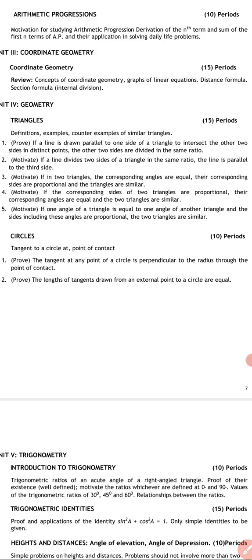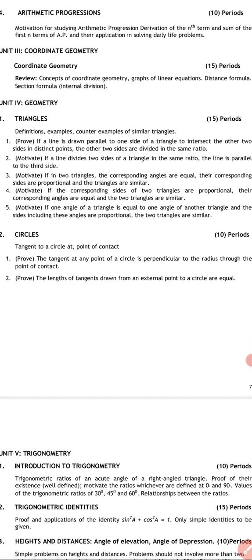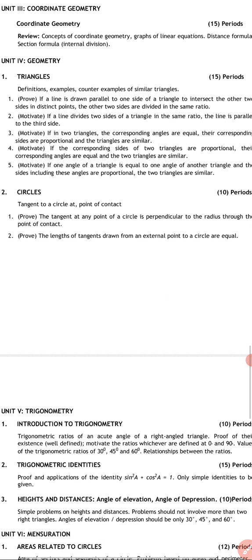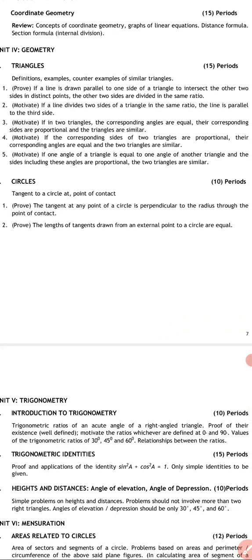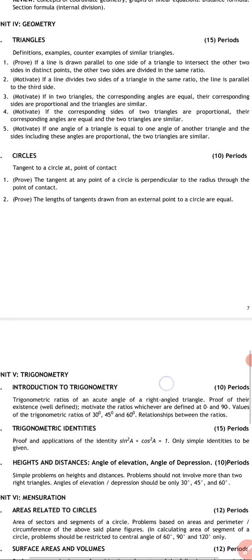Then if one angle of a triangle is equal to one angle of another triangle and the sides including these angles are proportional, the two triangles are similar. Then next chapter is circles. In circles, tangent to a circle at a point of contact. Then we have proof for the following theorems. The tangent at any point of a circle is perpendicular to the radius through the point of contact. The lengths of the tangents drawn from an external point to a circle are equal.